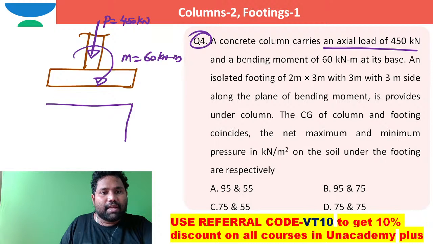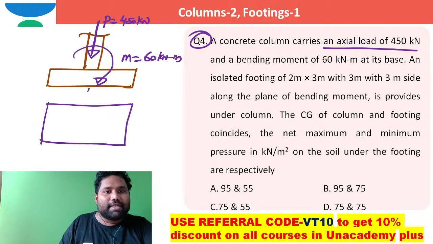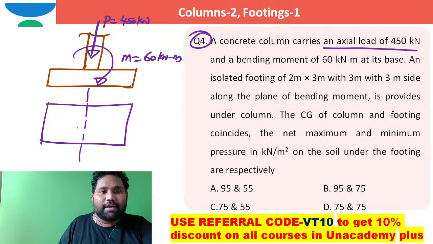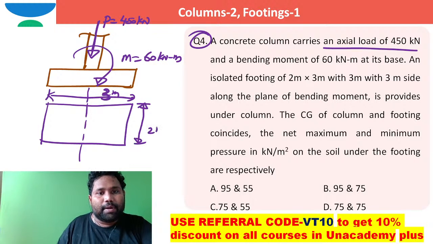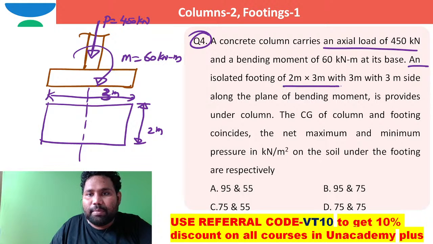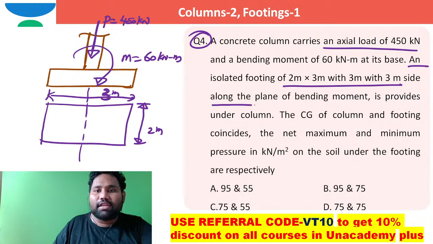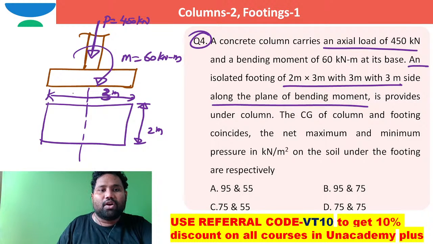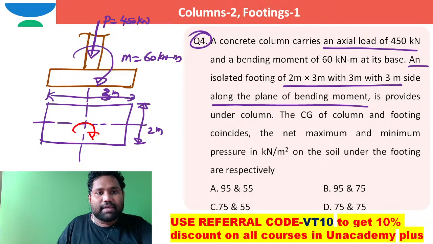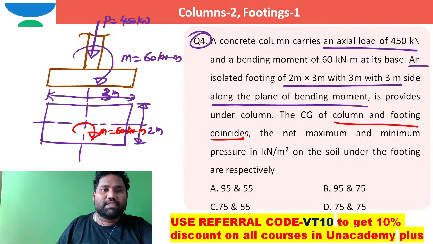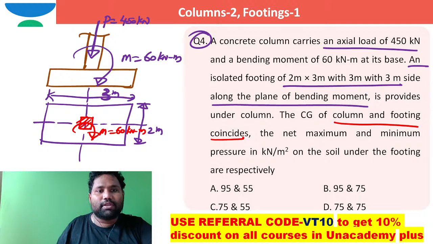Okay, they are saying this is how the footing is, and the moment is acting along this 3 meter side. So this is 3 meter, whereas this is 2 meter. That's what the question says. An isolated footing of 2 meter by 3 meter, with the 3 meter side along the plane of bending moment, is provided under the column. Let me show. There is a moment acting, the moment is 60 kilonewton meter. The CG of the column and the CG of the footing both coincide.